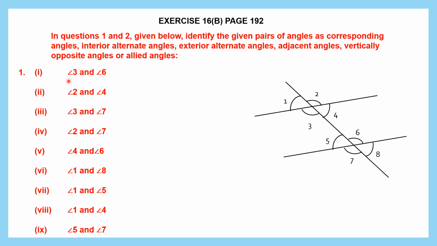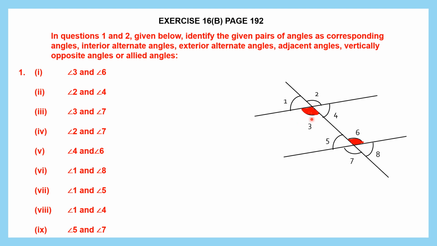So let's look at the first pair given. We have angle 3 and angle 6. This is angle 3 and this is angle 6. Now these are the angles in red, angle 3 and angle 6. Now what angles are these? If you look carefully, they are inside these two lines, isn't it? They're inside it. Like 3, 4, 5 and 6 are inside these two lines. That means they are interior angles.